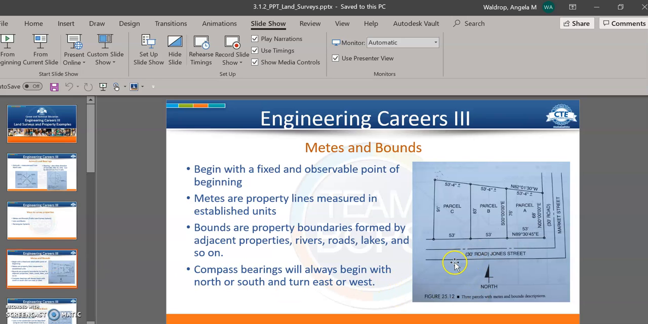Here's an example of meets and bounds. This is really useful when boundaries are formed by physical objects or bodies. For example, that can include rivers, roads, lakes, hills, mountains, and so on.